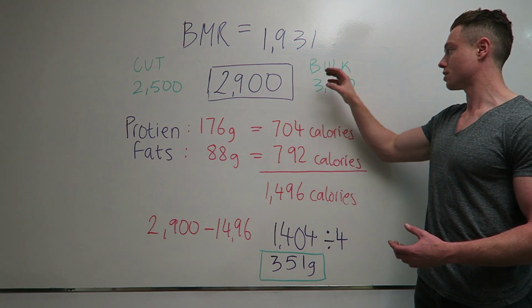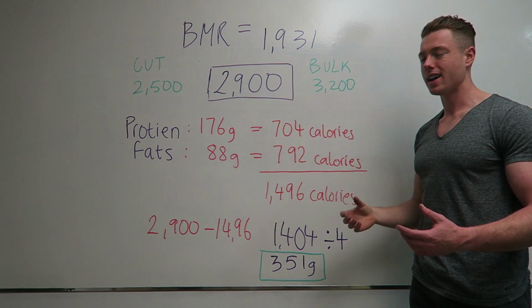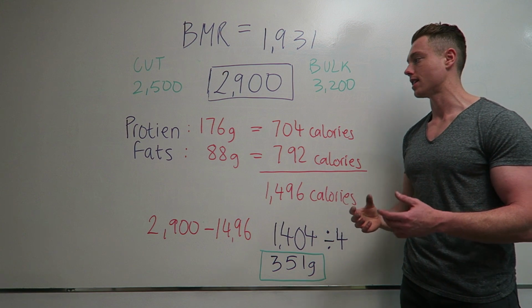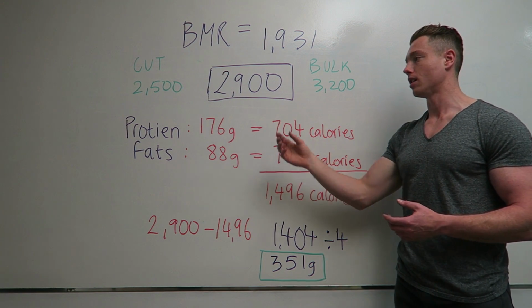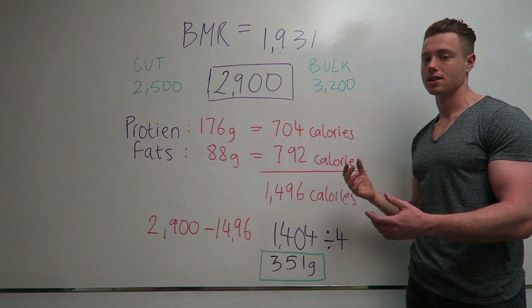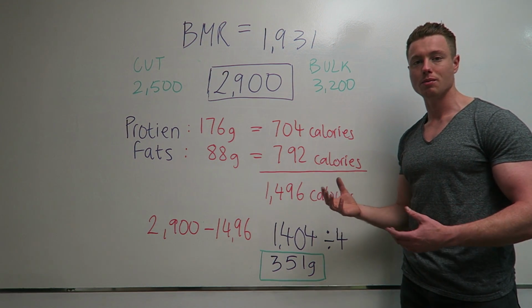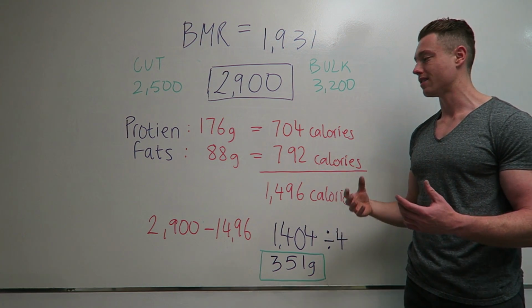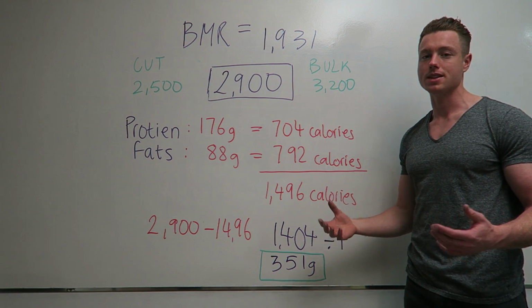Now if you're doing a cut or a bulk, you simply do the exact same thing, except you just use the higher or lower number. And you can use a bit of variance. I said between 0.9 to 1.36 grams of protein, 0.3 to 0.6 grams of fat. So it's really up to you and your personal preference, and if you're playing around with the numbers, then you're going to be safe anyway.